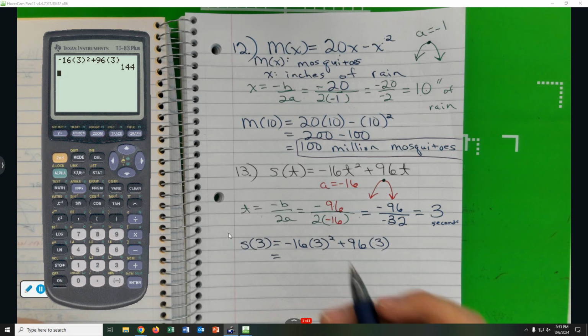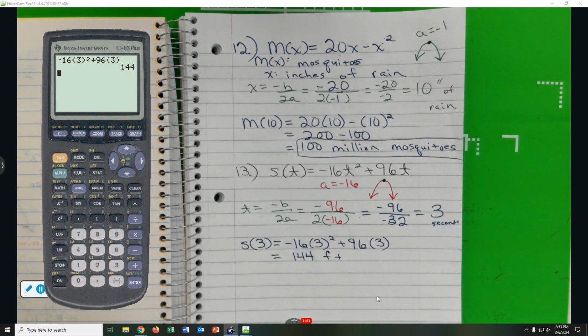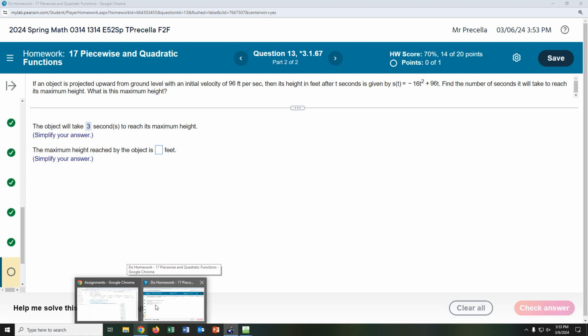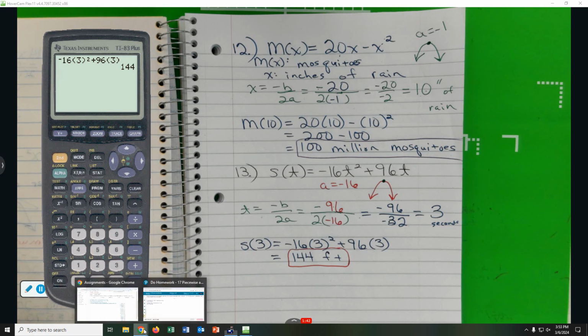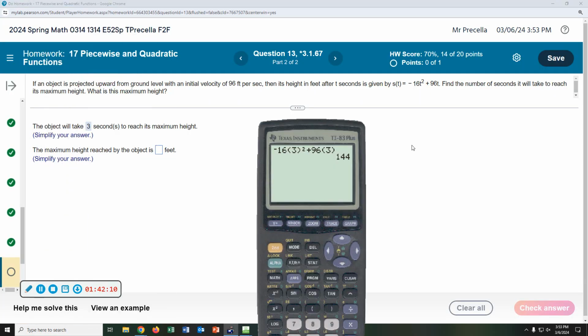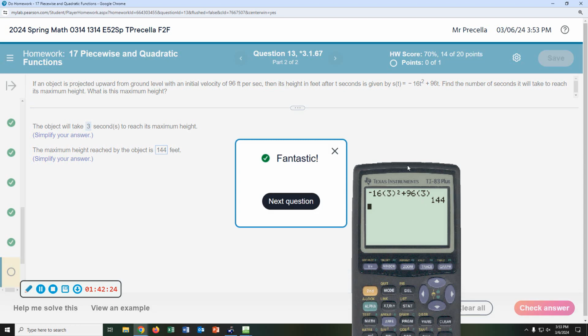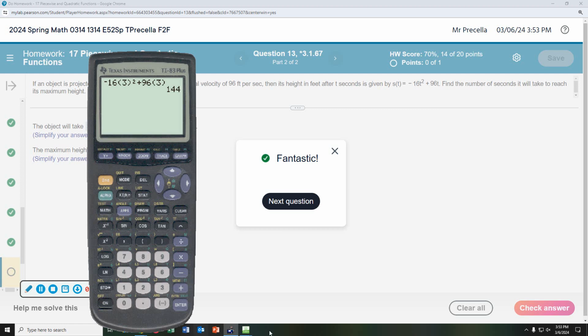Are you punching it in? 144? So was it feet or meters? Feet. We're in America, right, so we have to use feet. That negative 16 is due to the acceleration due to gravity, 32 feet per second per second. Any questions there?